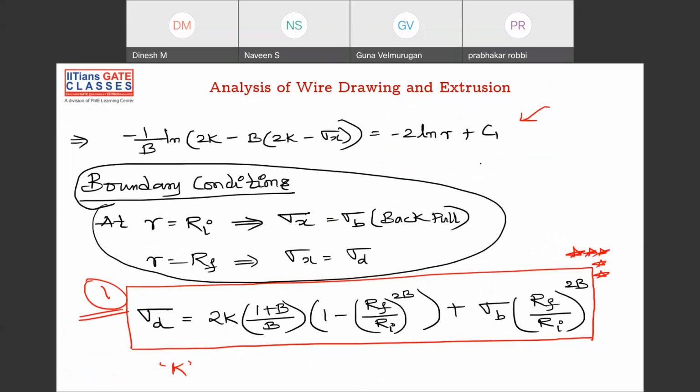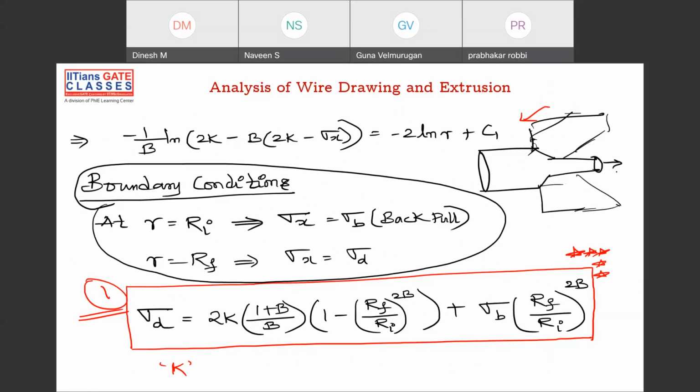What are the boundary conditions? This is the entry, and this is where the deformation is happening. This is the exit. This is the slab, something like this. You're pulling from here with sigma d. This is inlet I, this is outlet O, and everything is in the x direction. This is Ri, you know that, and this is Rf, the final radius Rf. Sorry, half, not full. Full is the diameter, right?